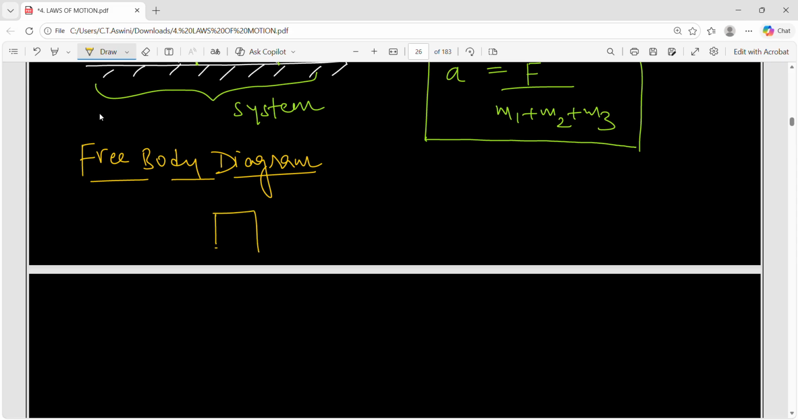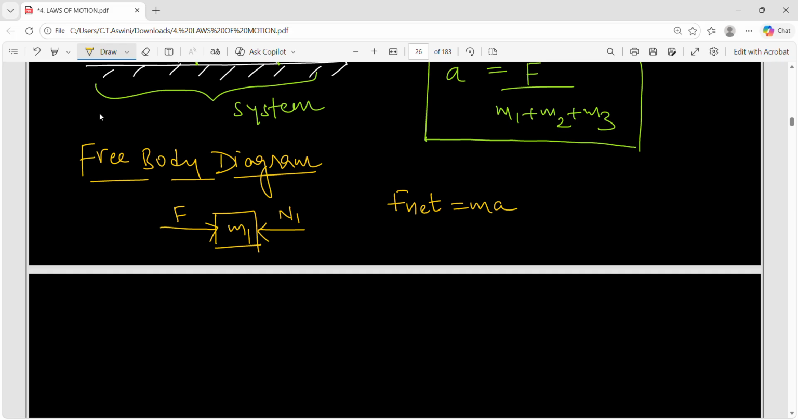Suppose I take M1 now, I'm just isolating it from the system. You have to indicate all the forces acting on it. What are the forces acting on it? There is F in horizontal direction, and there is one more force in backward direction, which is your N1. Now, just apply Newton's second law. F is equal to ma, but here two forces are there. So, you should take F net is equal to ma.